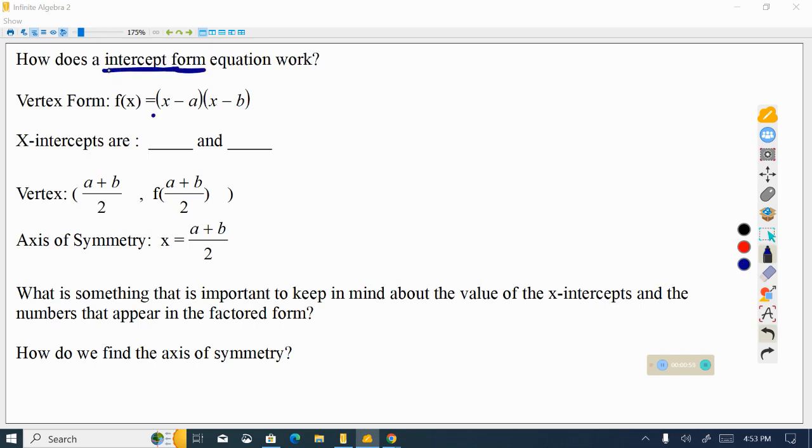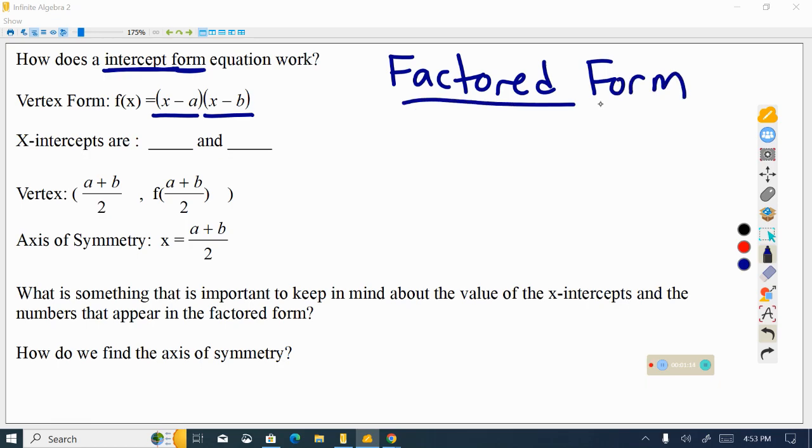So in intercept form, we should be able to see it by looking at it. Intercept form has 2 parentheses, unlike vertex form where there was only 1 parenthesis. So we also call this form factored form, and we've used this before. And the big idea about factored form is that this is going to be something that doesn't give us the vertex just by looking at it.